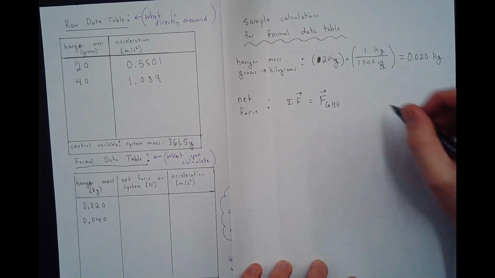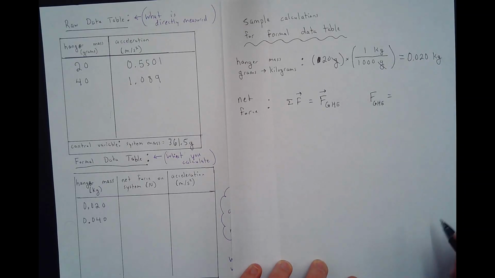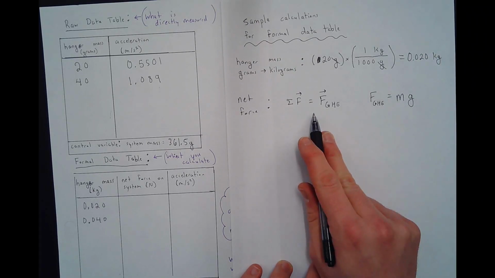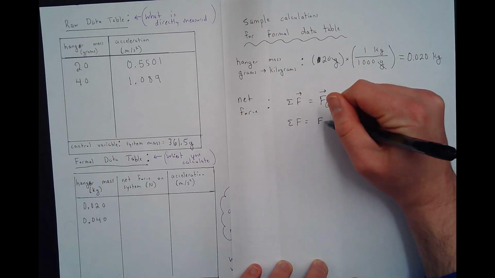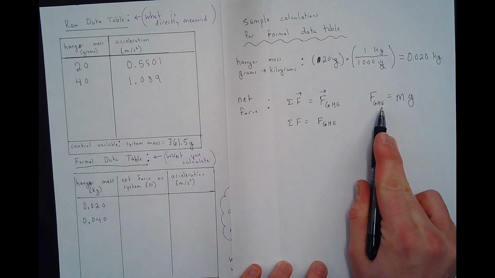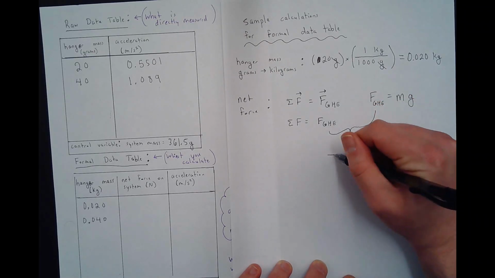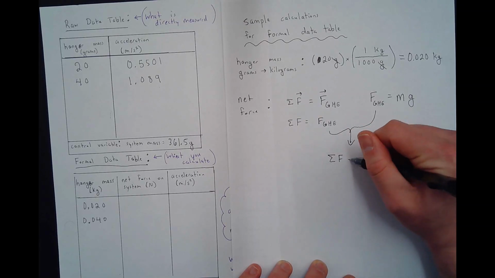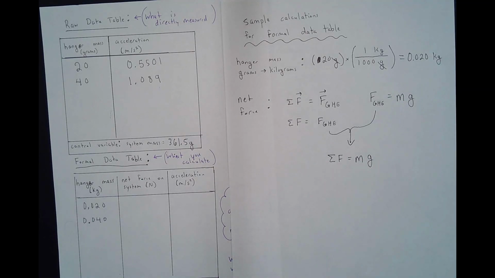And we know that the gravitational force on the hanger by the Earth, its magnitude, is equal to the mass of the hanger times the Earth's gravitational field strength. So, if we turn this net force equation from a vector equation into a scalar equation, the net force is the gravitational force on the hanger by the Earth, and its magnitude is mg. We put those together, and we have that the net force exerted on the system is equal to the mass of the hanger multiplied by the Earth's gravitational field strength. So there's our general equation.